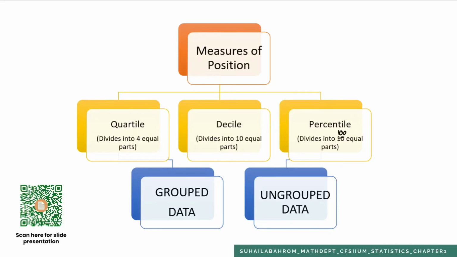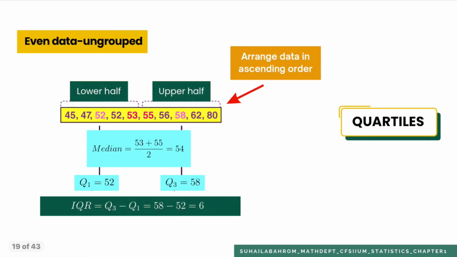Assalamualaikum. In this video, we are going to continue with the measures of position, which are quartile, decile, and percentile. What is quartile? We divide the data set into 4 equal parts. Decile is when we divide into 10 equal parts, and percentile is when we divide the data set into 100 equal parts.